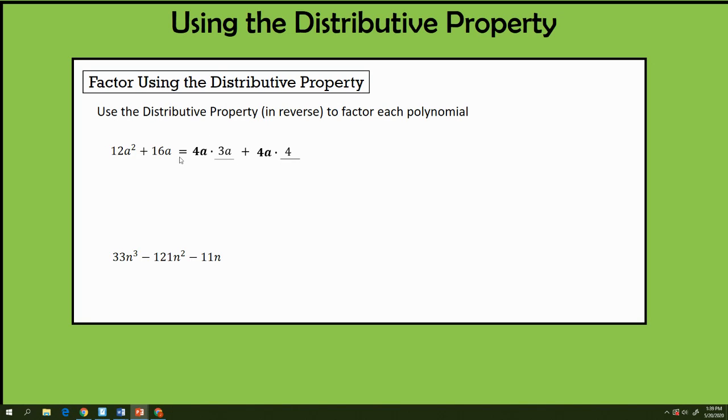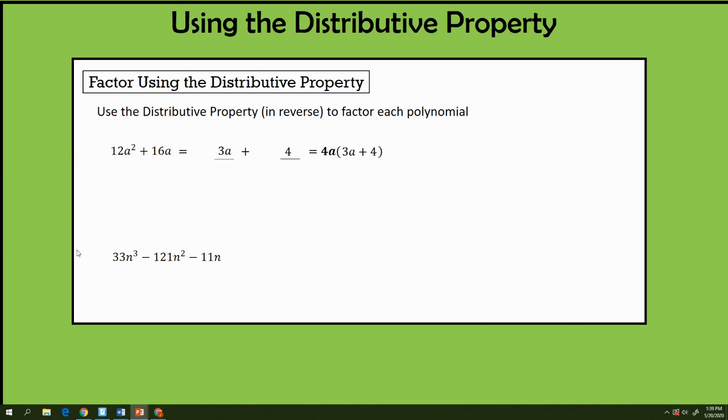So, when I look at this term and this term, what do they have in common? Well, they have 4a. So I'm going to pull that out of each of them. When I pull it out of each of them, what's left? 3a plus 4. So if you look at this, if you were to distribute now, 4a times 3a is 12a squared, 4a times 4 is 16a. So this product is equal to the original polynomial. So I've now factored that. So 12a squared plus 16a factors into 4a times 3a plus 4. Okay? So this, if you distribute it, is equal to the original.